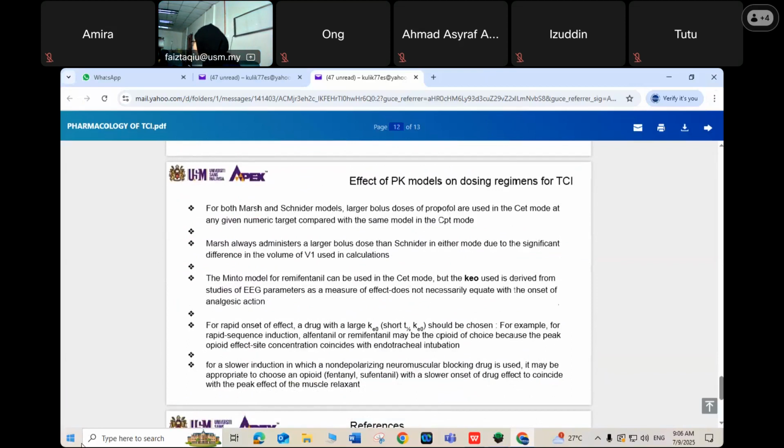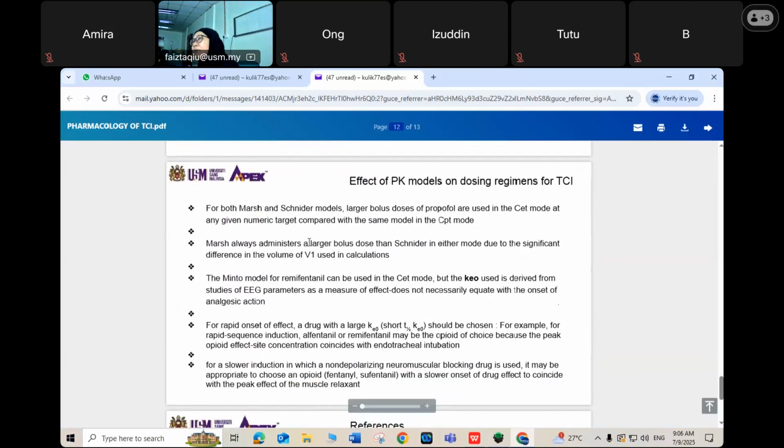Ada partner. Oh, ada partner. Okay. Alright. So sedikit model dosing regimen. Okay, dosing regimen. Maksudnya different models effective on dosing regimen.